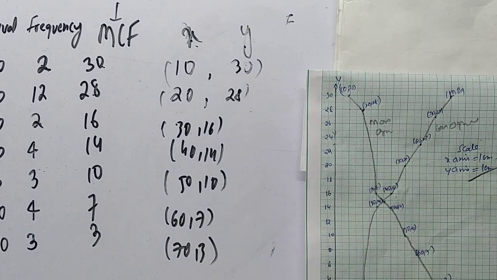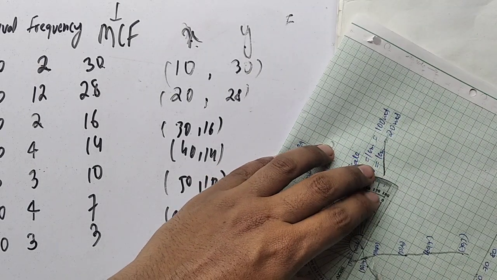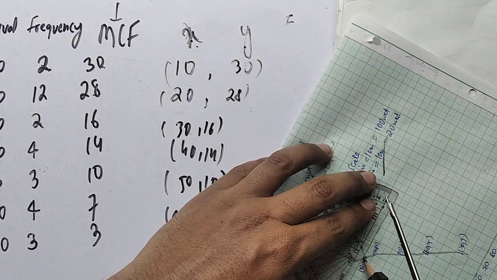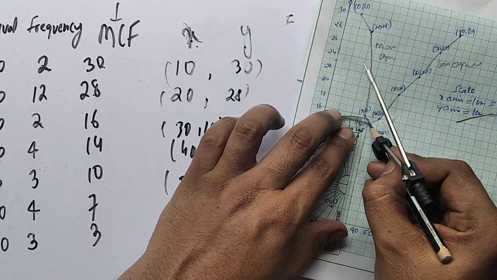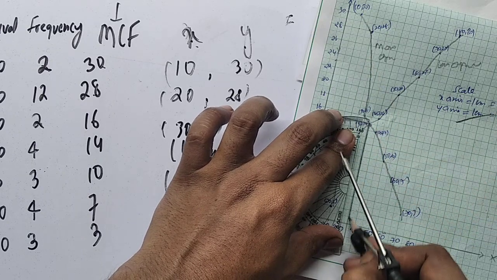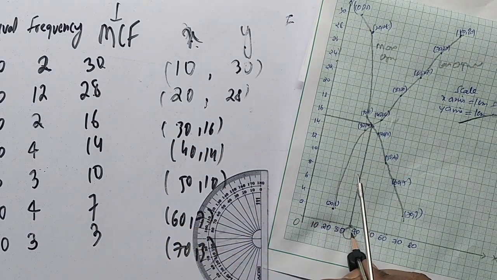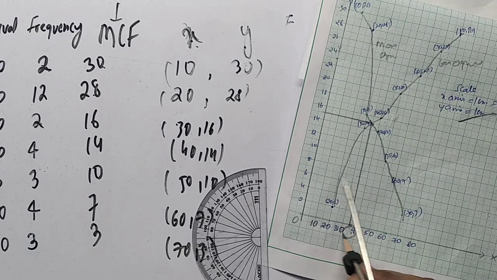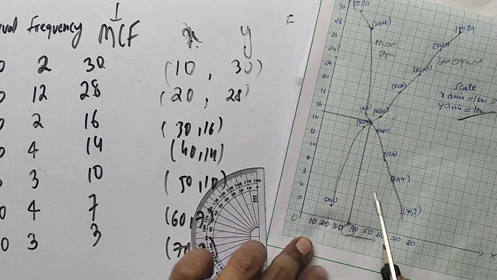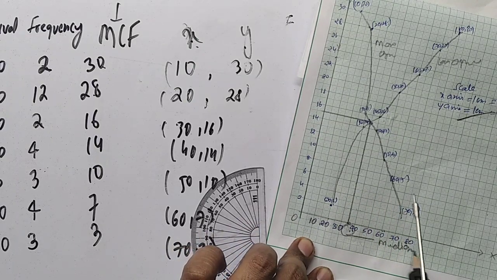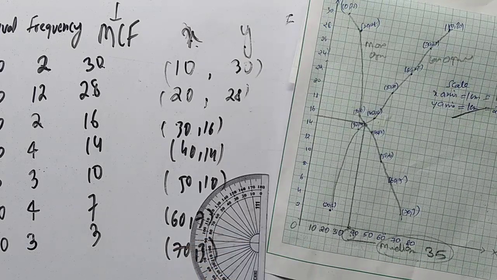So you need to do one thing: you have to draw a line parallel to the y-axis and perpendicular to the x-axis. So at this point you are going to get the median. Okay, so this will be the median. The median will be around 35 here. So we got the median as 35. So this is how you can find the median.